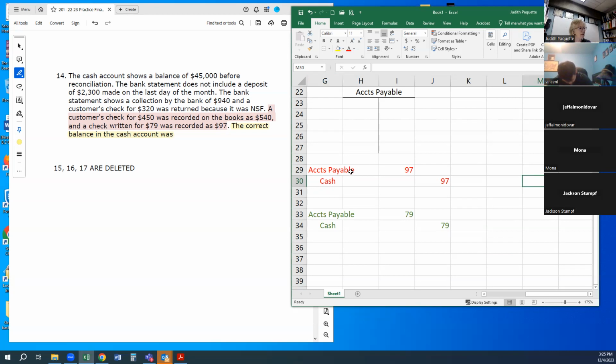How do I know this is accounts payable? Because it was a check written by the company. And when a company writes a check, accounts payable is going to be involved. When a company receives a check from a customer, accounts receivable is going to be involved. So we have 18. Do we add the 18 back to cash or do we subtract it? How do we correct this?